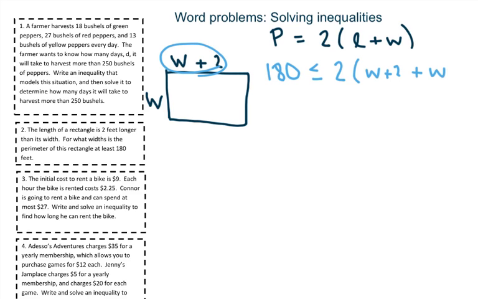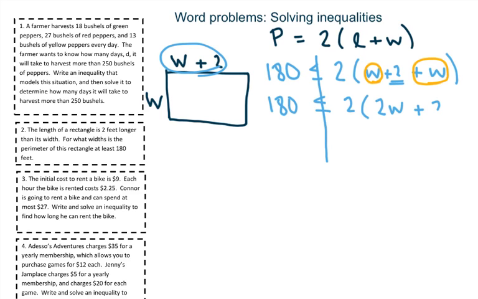plus the width. So let's work now on simplifying what we have here. So we have 180 is less than or equal to 2 times, and then I'm going to combine the w plus the w, and that's 2w. And I have that plus 2 there that just stays as is. Now here I have some choices. I'm going to distribute the 2 inside the parentheses. So we have 180 is less than or equal to 4w plus 4.